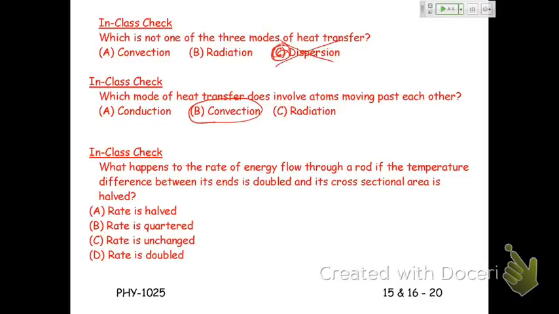What happens to the rate of energy flow through a rod if the temperature difference between the ends is doubled and its cross-sectional area is halved? So it's k delta T A over L. If the temperature difference is doubled, that's 2 times, and its cross-sectional area is halved, that goes by a half. They cancel each other out. It is unchanged. Agreed? I doubled one and halved the other.